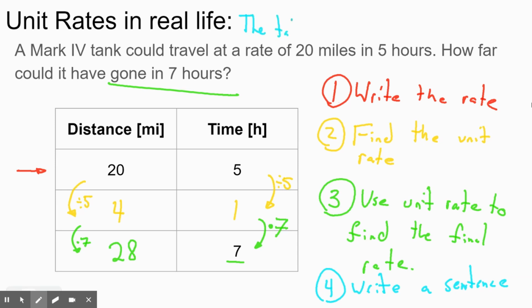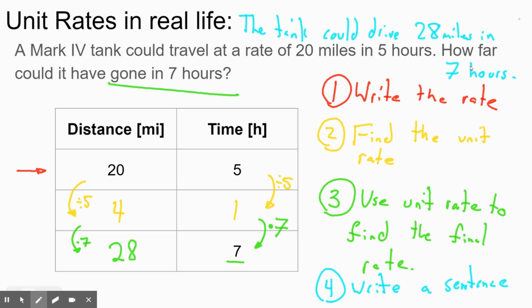The tank could drive 28 miles in, kind of ran out of room here, but 7 hours. And that's it. We do want to make sure that we include that sentence. Your teacher probably wants you to do that if you want to get full points on a problem like this. But that's it. 3 easy steps plus write a sentence.